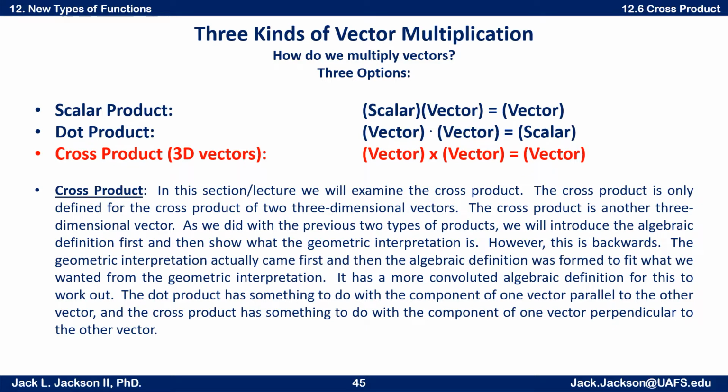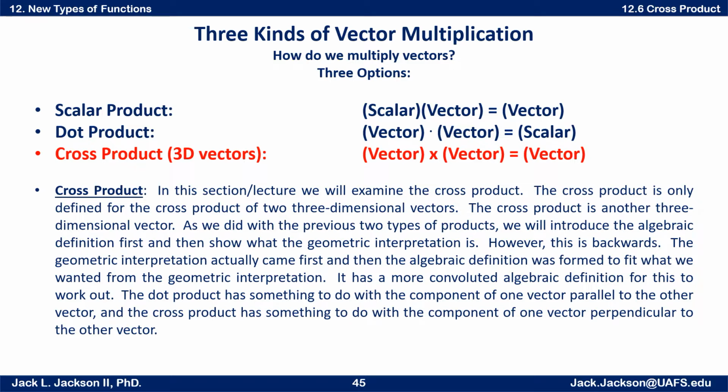Now, as we did with the two previous types of products, we'll introduce the algebraic definition first and then show what the geometric interpretation is. However, realize this is backwards. The geometric interpretation actually came first, and then the algebraic definition was formed to fit what we wanted from the geometric interpretation. In the case of the cross product, it's a little bit more convoluted algebraic definition for this to work out.